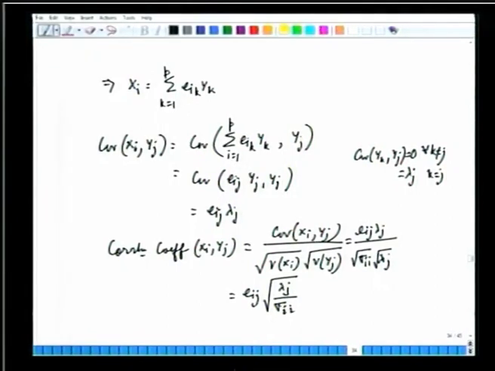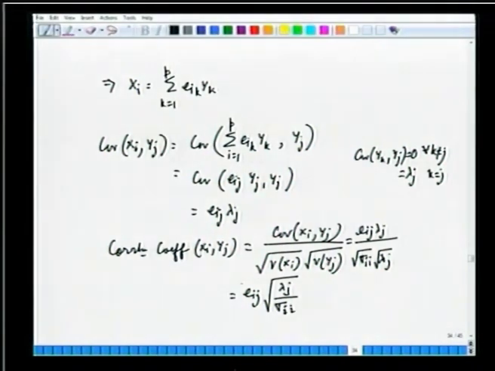Okay, so from here it is clear that this element Eij plays a very significant role in the correlation coefficient between xi and yj, because its sign is going to determine the sign of the correlation coefficient. The rest of it is a ratio of two standard deviations, always positive. So its sign as well as its magnitude are very important for me to interpret the relationship between the original variables and the principal components.